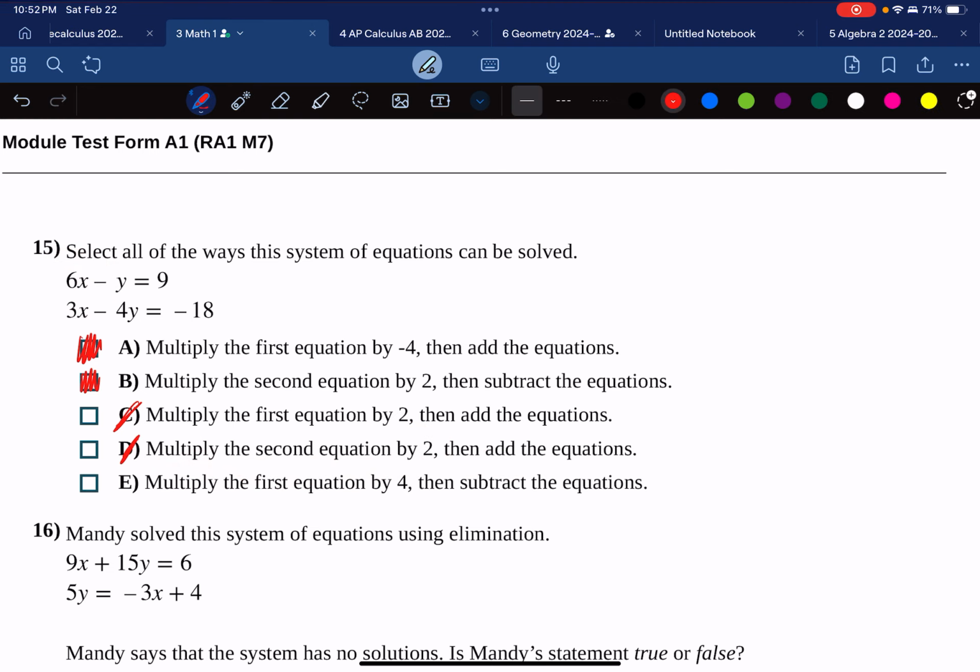It was really close. What about this last one? Multiply the first equation by 4. It's going to make this a 24x and a -4y. Ooh, -4y, -4y. They're the same sign, so they have to subtract. And then subtract. Okay, so that one's good. It should be A, B, and E.